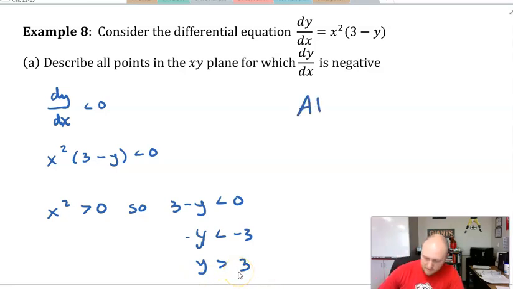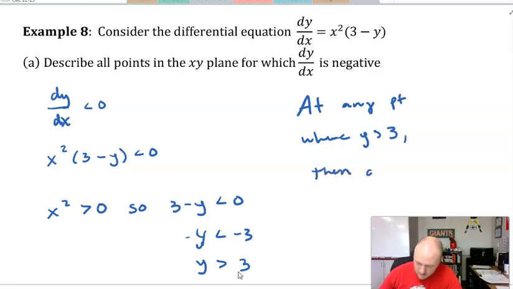So we would say at any point where y is greater than 3, then dy/dx is negative.